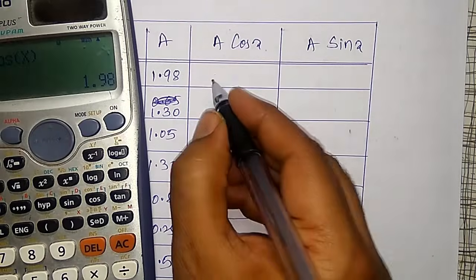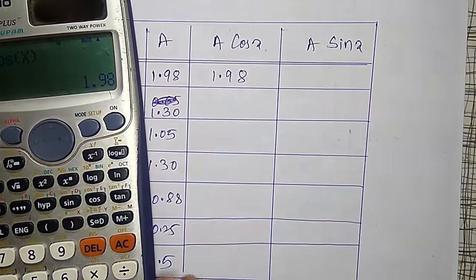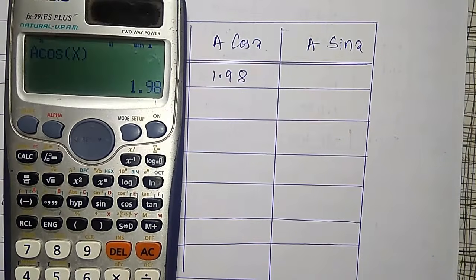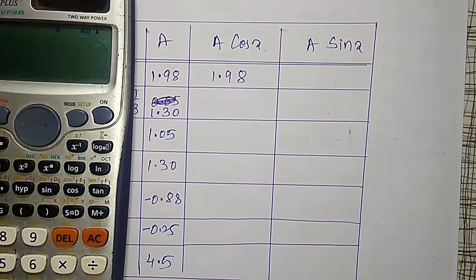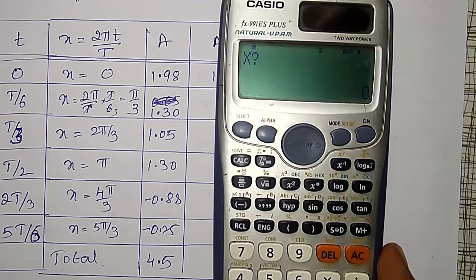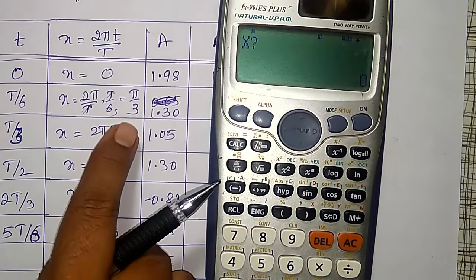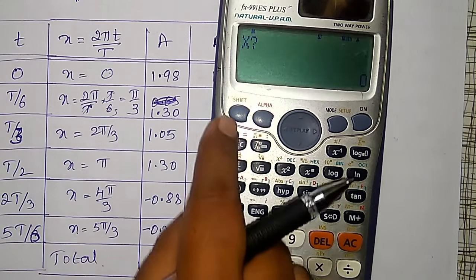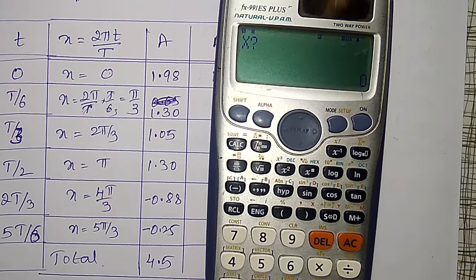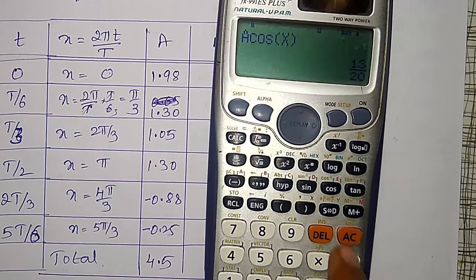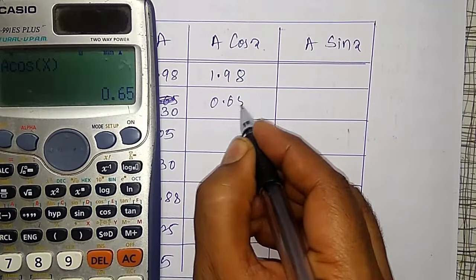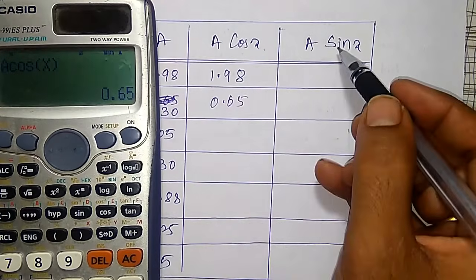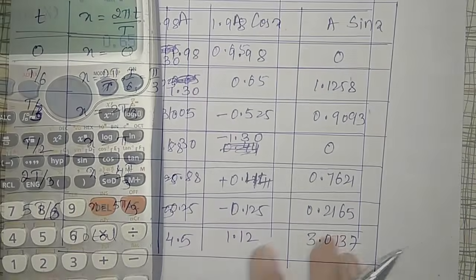It comes out to be 1.98, same. Then again go on pressing only equal to. It will ask the A value, which is 1.30. Okay, 1.30, and then it will ask for x. The x value is pi by 3. That is shift pi divided by 3, and it comes out to be 0.65. Like that, A cos x and A sin x, and the totals I will calculate, and I will come back.